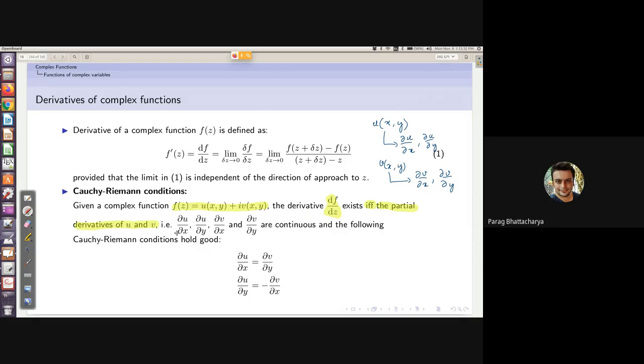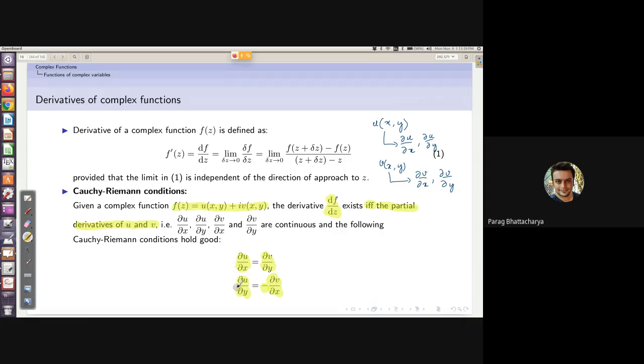Okay, so given a complex function, this derivative exists if and only if the partial derivatives of u and v are continuous, they do not have any discontinuity, and the Cauchy-Riemann conditions hold good. So these are the Cauchy-Riemann conditions. The first condition is the partial derivative of u with respect to x is equal to the partial derivative of v with respect to y. And the second condition is the partial derivative of u with respect to y is equal to the negative of the partial derivative of v with respect to x.